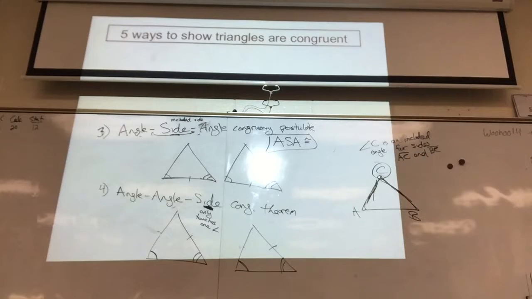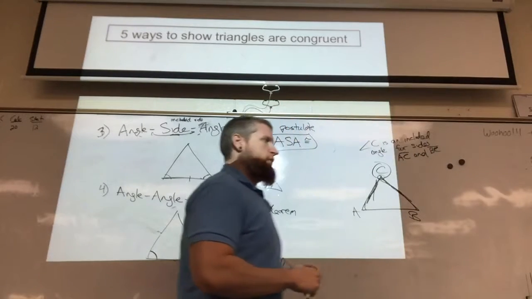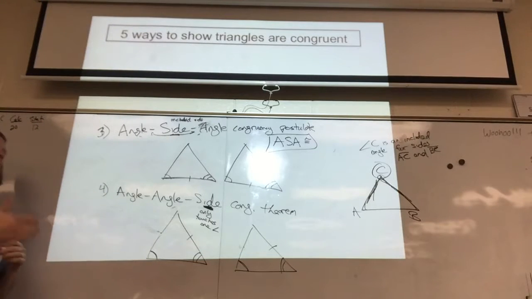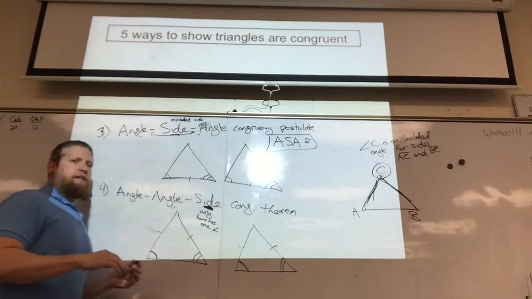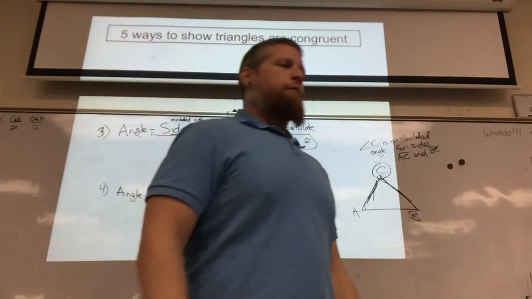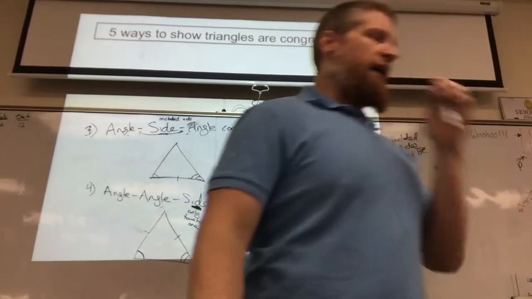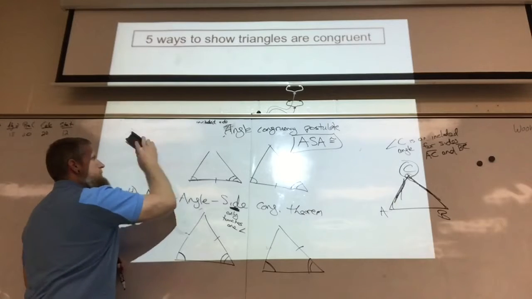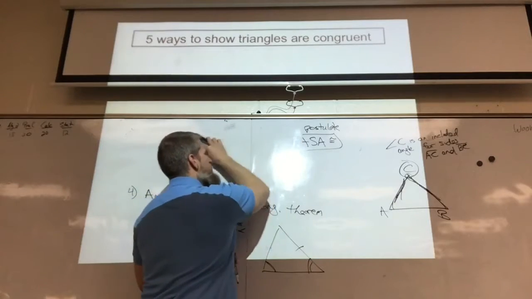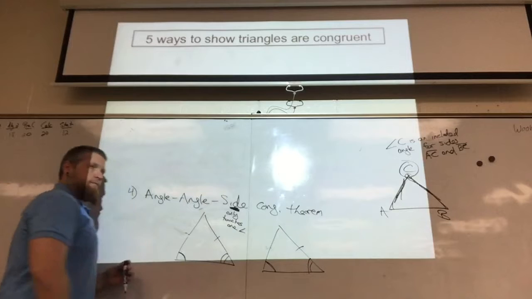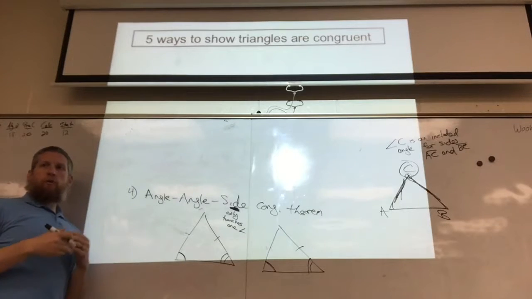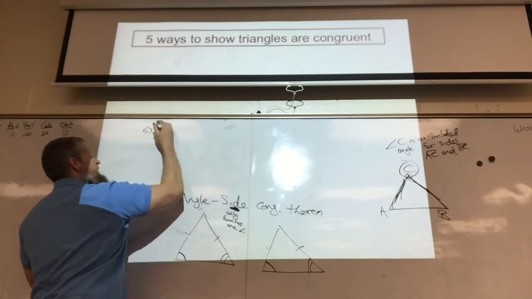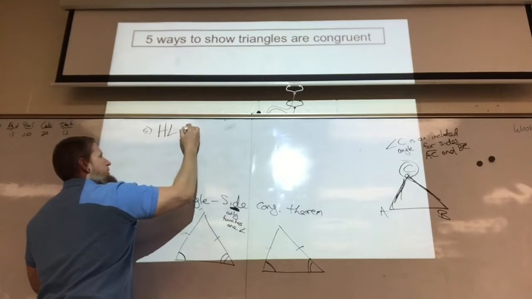Alright, so now the fifth way. You want to write it, guys, if you're going to write it, either off to the side, or make it extremely clear that this is for right triangles only. This is the only way that this specific theorem is going to work. So number 5 is called the HL.